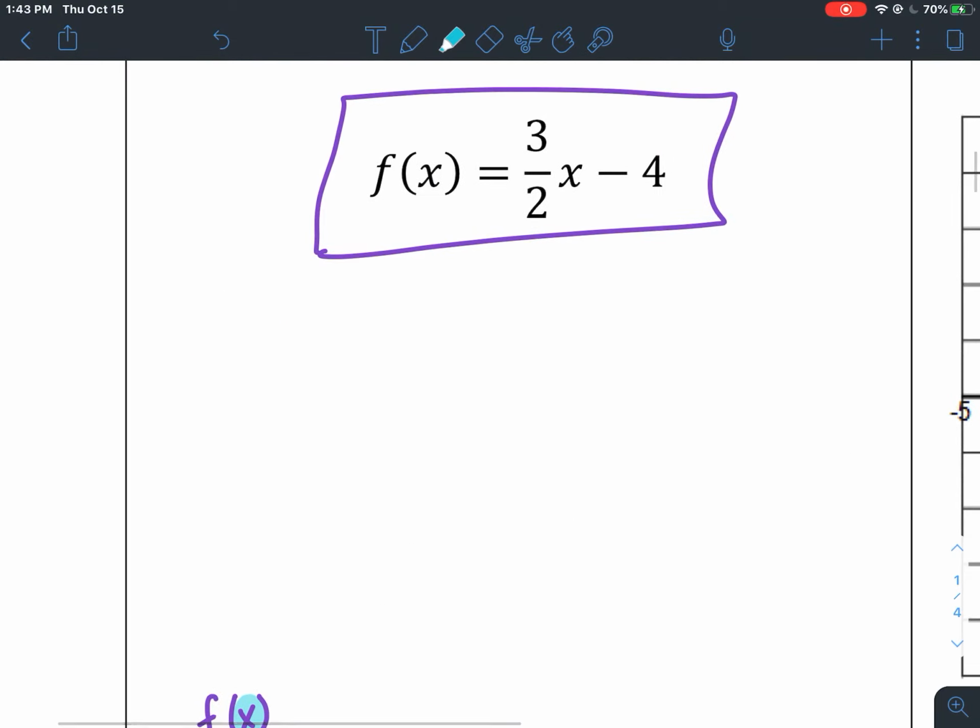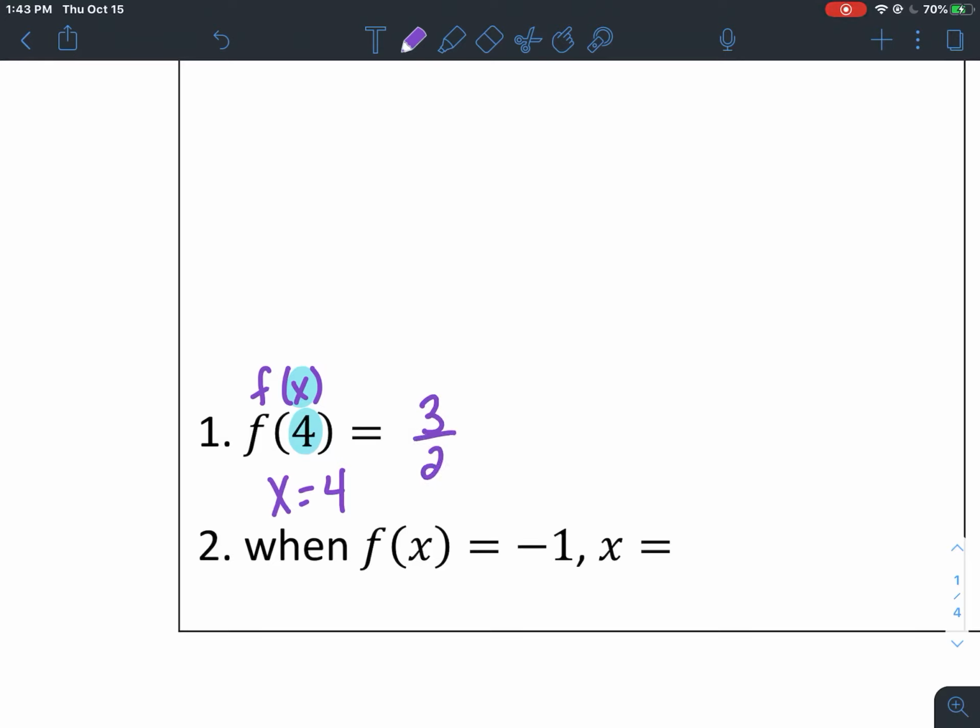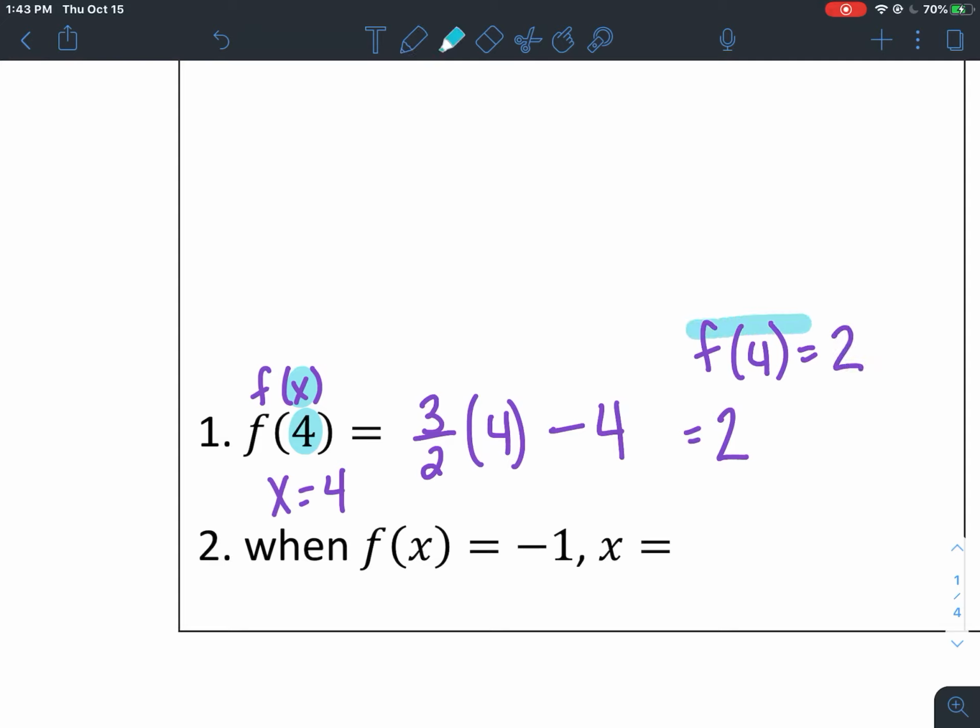So I have 3 halves times 4 minus 4. If I typed that into my calculator, 3 halves times 4 is 6. 6 minus 4 equals 2. So when x equals 4, f of 4 equals 2. And that is how I write my final answer for that one.